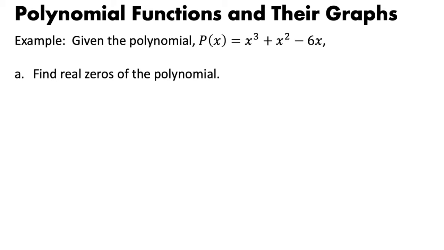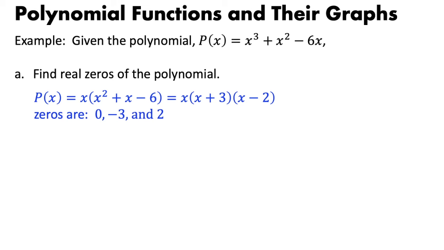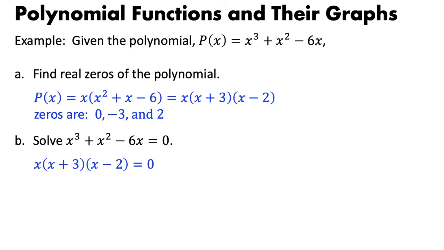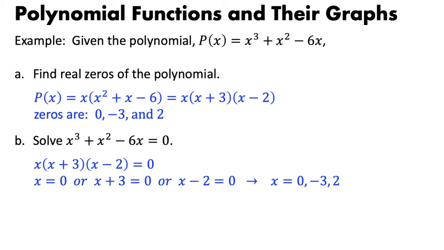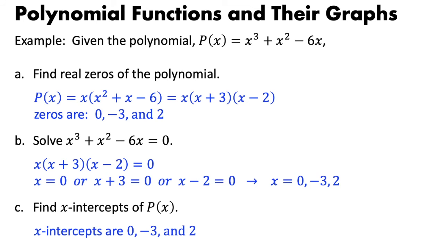So given this polynomial function x cubed plus x squared minus 6x, we want to find the real zeros of the polynomial. To do that, first we need to factor p of x. So we get x times x plus 3 times x minus 2. And so either x is 0 or x is negative 3 or x is 2. So zeros are 0, negative 3, and 2. And if you're asked to solve this equation, well, this is p of x equals 0. Solutions would be, again, x equals 0, negative 3, and 2. And if you're asked to find x-intercepts, well, x-intercepts are 0, negative 3, and 2.